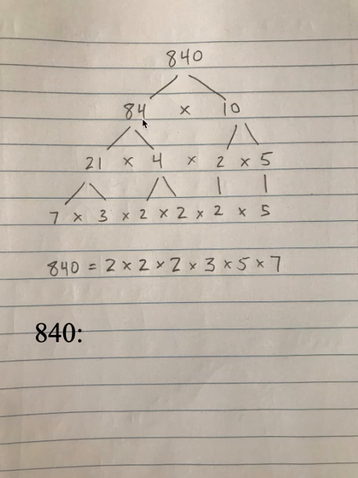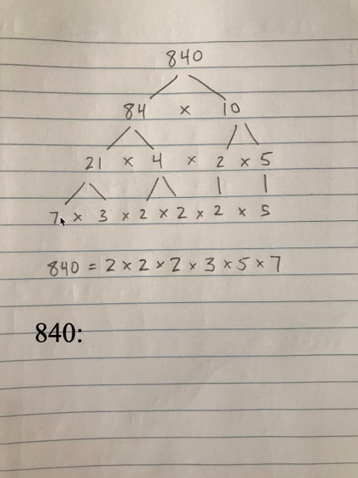And we're going to break 84 into two factors. I chose 21 times 4, and then I broke 10 into 2 times 5. 21 I broke into 7 times 3. 4 I broke into 2 times 2. 2 is already prime, so it comes down. 5 is already prime, so it comes down.